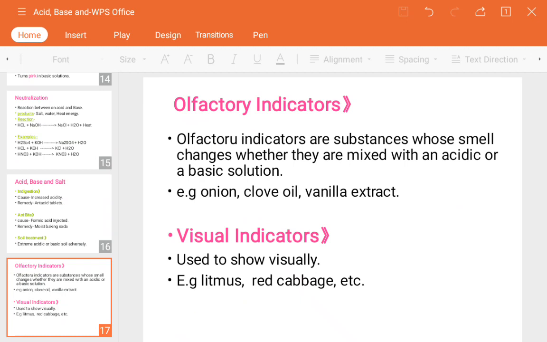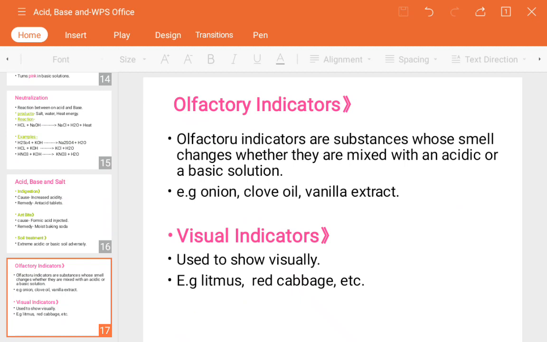Next is visual indicators. What is a visual indicator? The visual indicators are substances used to show visually, just to see by our eyes, whether the color has changed or not. They change in color according to the condition of a solution with respect to the presence of a particular material. In nature, whether it changes color or not, we can see by our naked eye. That's why these are called visual indicators. By seeing the change in colors with our eyes we can see easily.